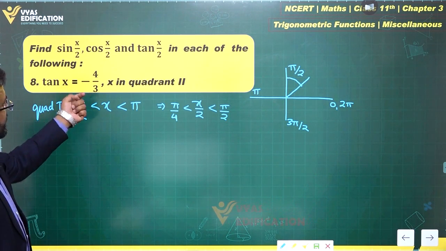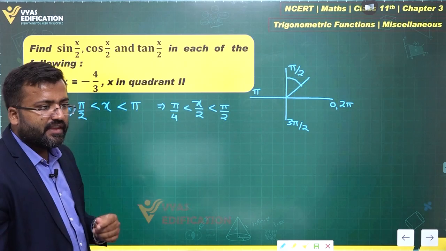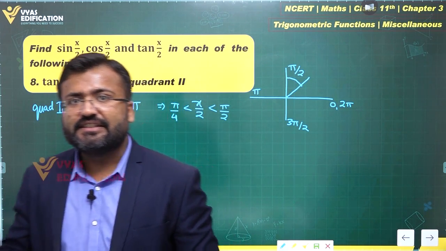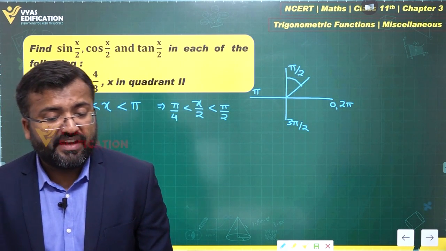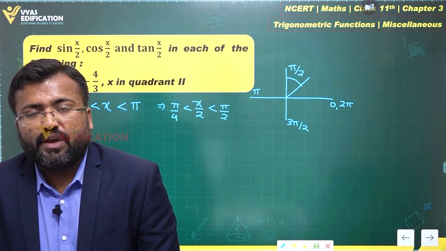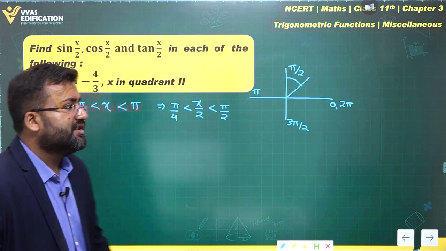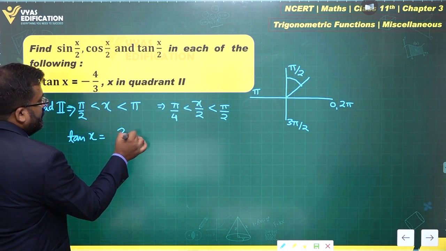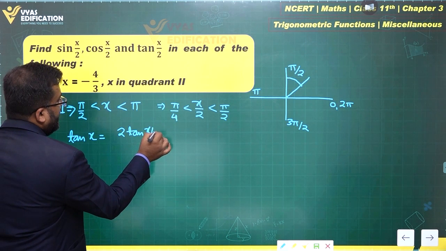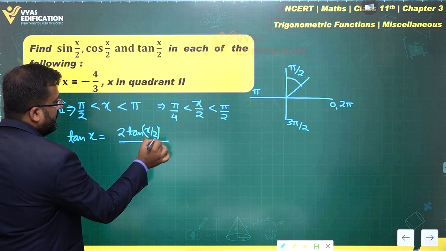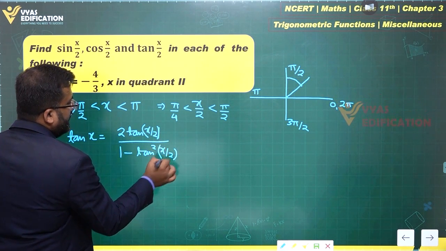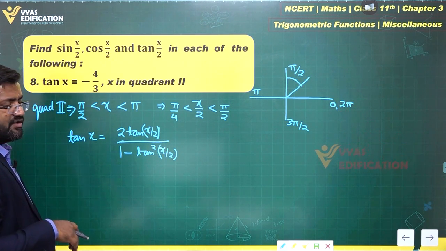Now given tan x equals minus 4 by 3, do I have some relation between tan x and any of these? Yes, I have a simple relation between tan x and tan x by 2. Can I use that relation? Yes. What is the relation? Tan x equals 2 tan x by 2 over 1 minus tan square x by 2. I have a direct relation between these two. Let's use that.